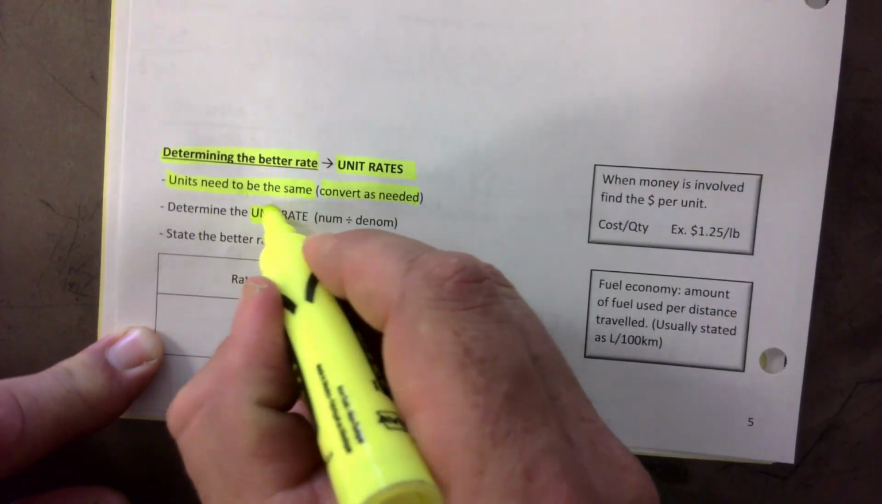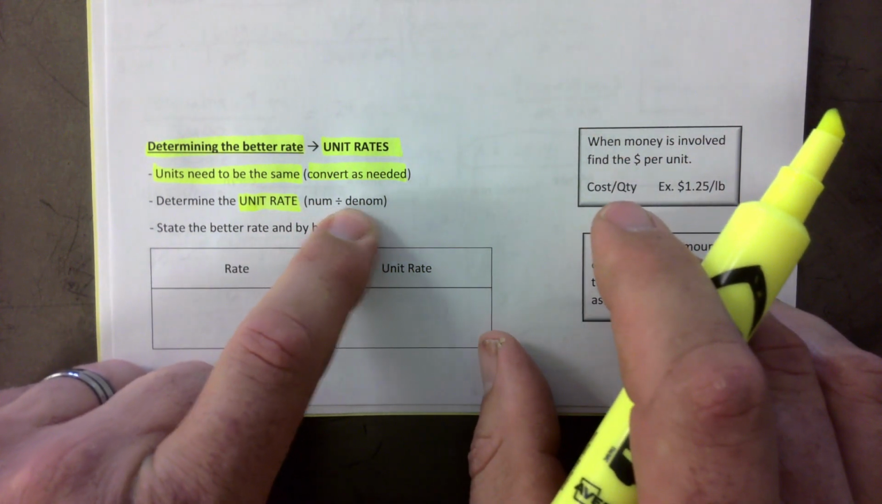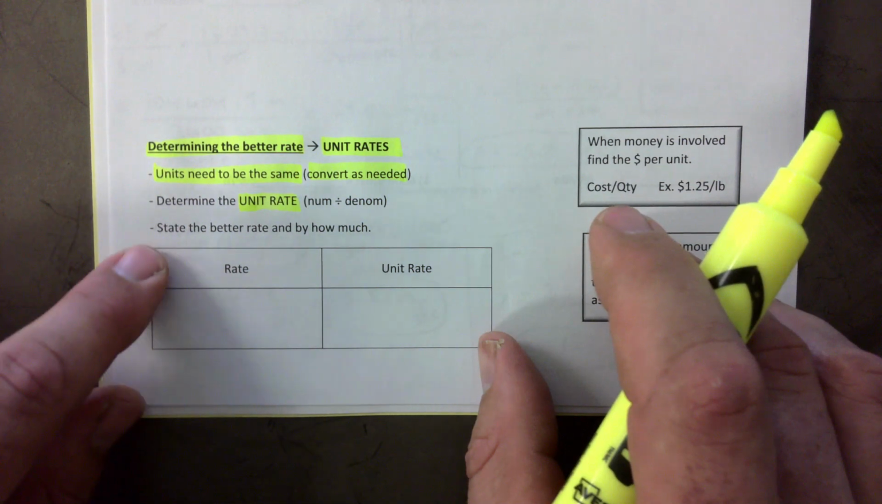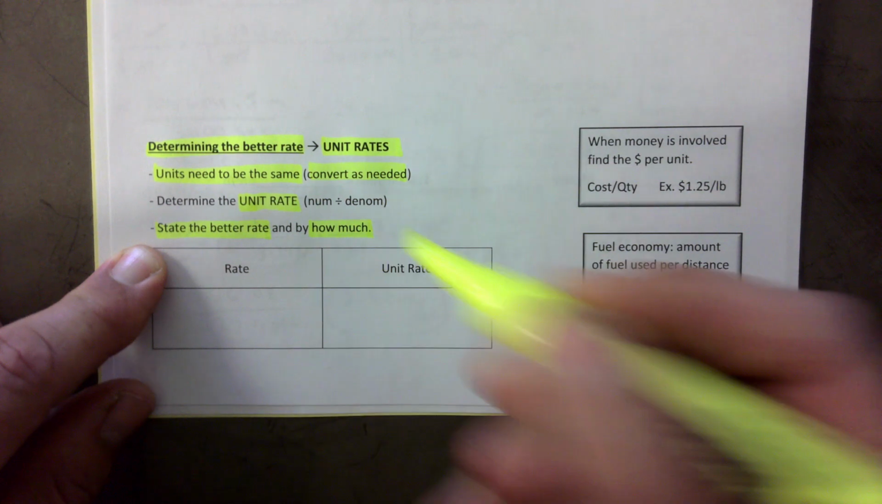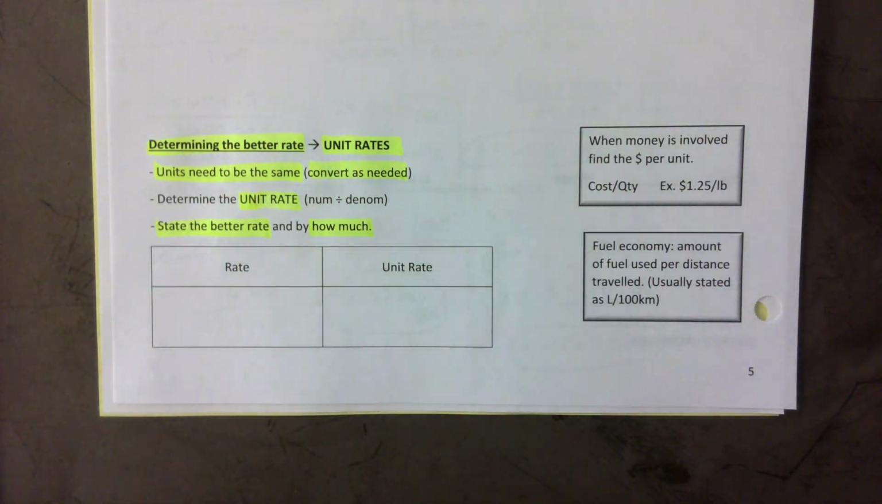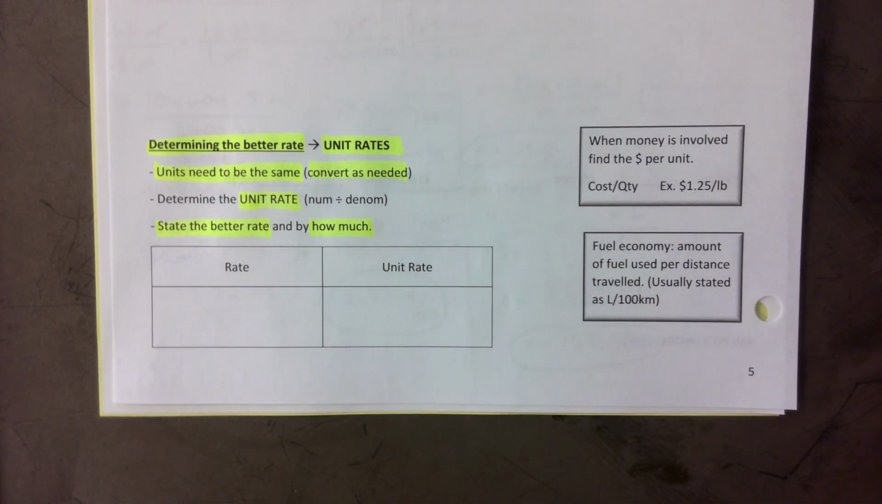Then determine the unit rate, and you usually find it by going numerator divided by denominator, and then state the better rate. And usually I'm going to ask you by how much is it better. Is it $1 per kilogram better? What is it? So it's always going to be a rate. So these are usually the 3 things that are involved there.